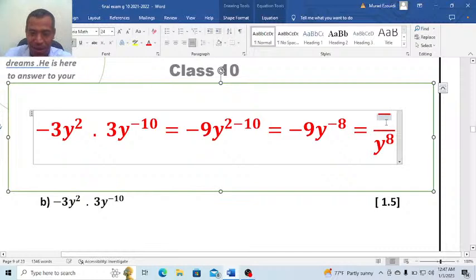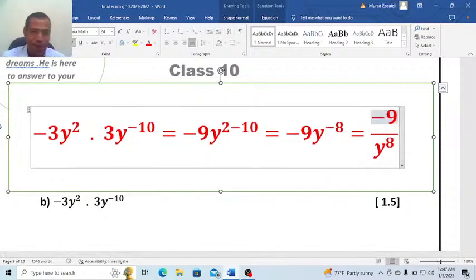This is negative 9 over y to the power 8.